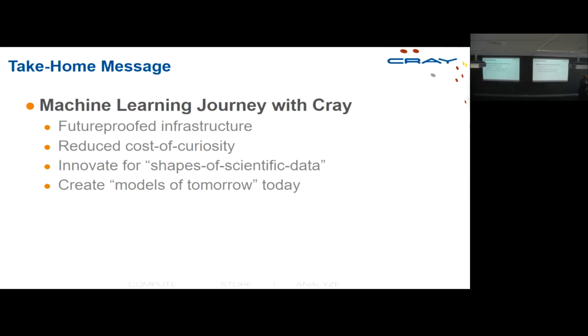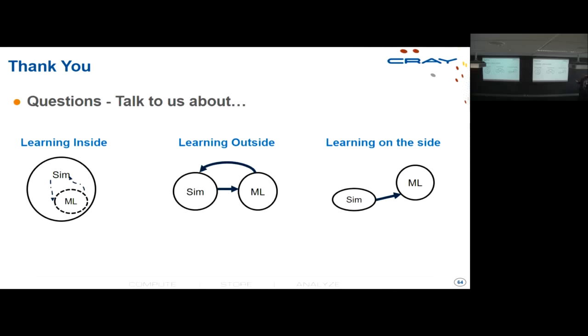And what you're going to see going forward is this idea of having cognitive simulations, where HPC and AI merge, especially in the scientific space. So it's where the AI starts feeding the simulation, and the simulation starts feeding AI, and they work together. That's the last slide, where we talk about learning inside, learning outside, and learning on the side. So this is what is coming up next.